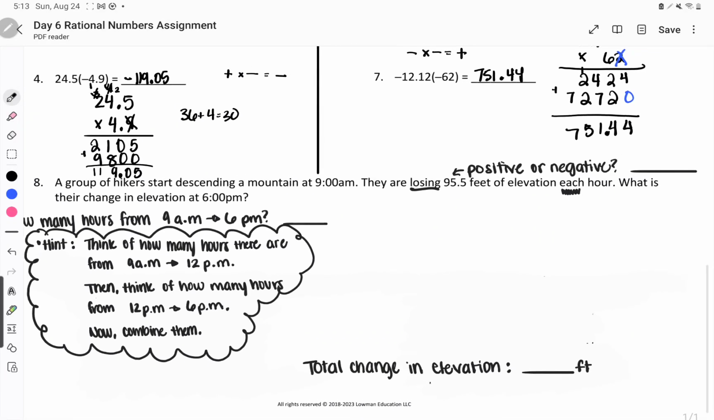All right, this one says, a group of hikers start descending at 9 a.m. They are losing 95.5 feet of elevation each hour. What is their change in elevation at 6 p.m.? So the first thing we need to figure out is if they're losing elevation, is that going to be positive or negative? That's going to be negative.